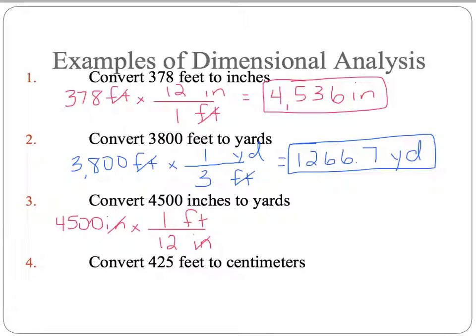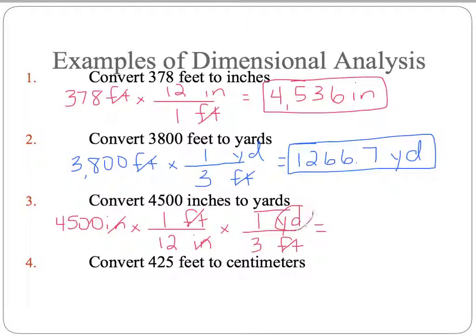Okay, so now I'm at feet, but again, I want you to get to yards. So you're going to have to set up another one. And this time you want feet to cancel, so that's the one that's going to go on bottom. So we've already used this one. There are 3 feet in 1 yard, so the feet cancel. So now it's just a matter of doing the math.